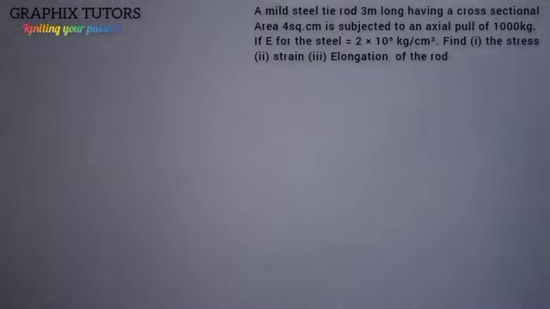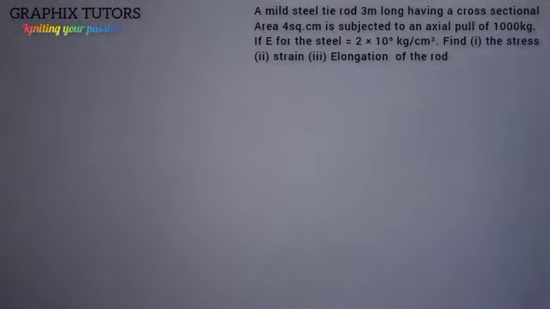Now when you see a question like this, the first thing you should do is write out your data. So the data given here: we have a mild steel rod. The length of the rod L is given as 3 meter, right? And it has a cross-sectional area of 4 square centimeter, right? So the area A is given as 4 centimeter square.